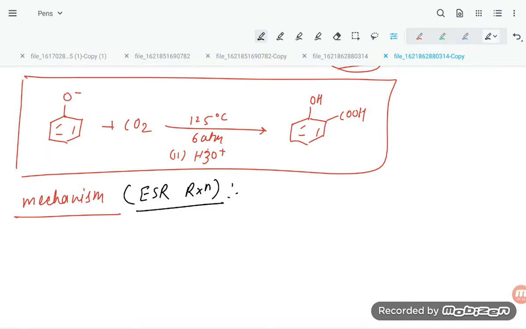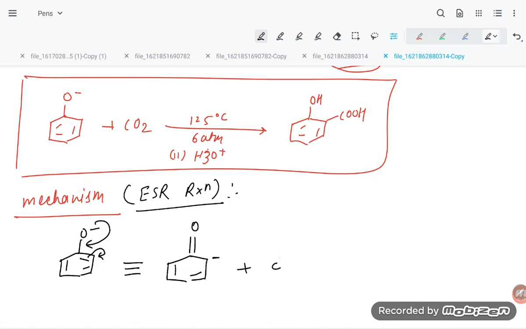Here the O negative ion is there, that is the phenoxide ion. This negative charge delocalizes in the ring through resonance, so this electron is coming out. So this is the equivalent structure we can make: here is a double bond to the ring, and here is the negative charge, and the other bond stays as it is.